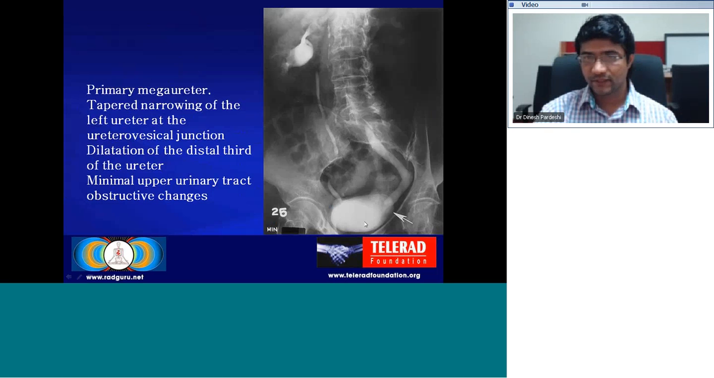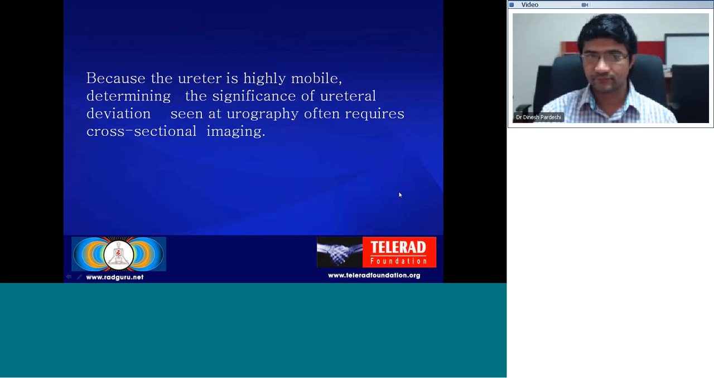Now here we can see the dilatation and tapering of the distal terminal portion of the ureter. The distal ureter is dilated, but there is no dilatation of the proximal pelvicalyceal system. So this typically occurs in a patient with the primary megaureter. Because the ureter is highly mobile, to determine the significance of ureteral deviation which is seen on urography, it needs further evaluation with cross sectional imaging.